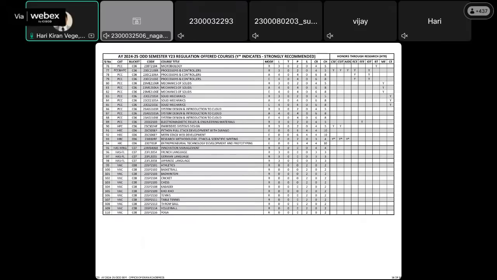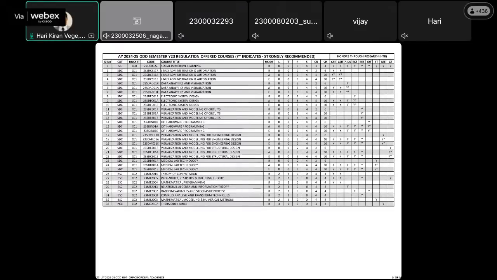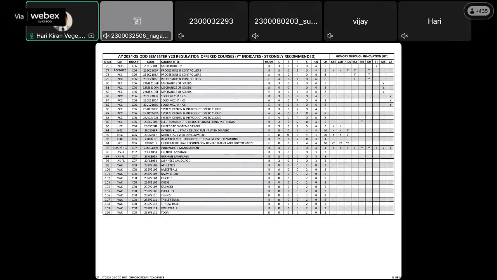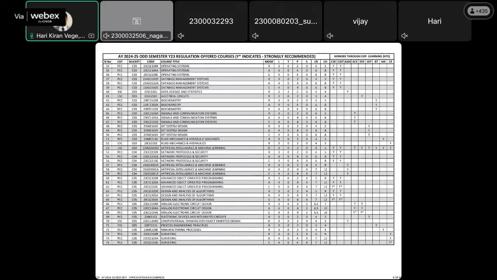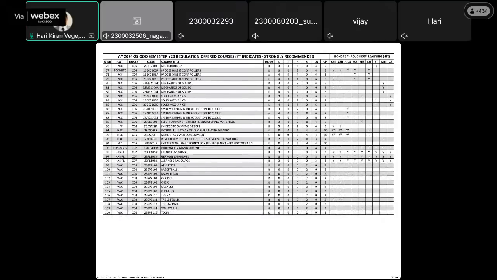The same applies for C7. C7 bucket. If a recommendation is given, pick the course. If there is no recommendation given, you need not pick the course, right? So in the C7 bucket, let's suppose I am an honors through experiential learning student. It says I should not take innovation management. I should take one of the foreign languages, right? So the foreign languages are given to me here.